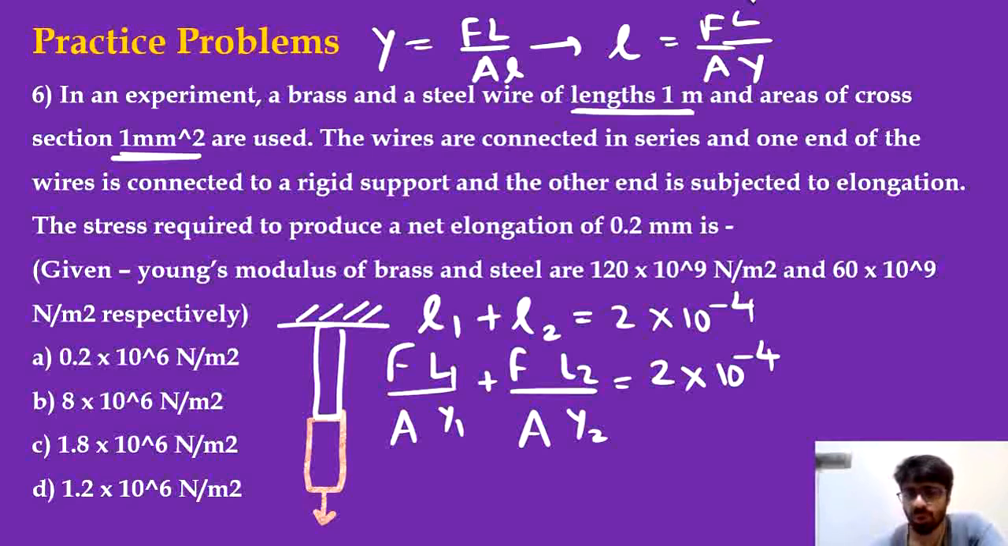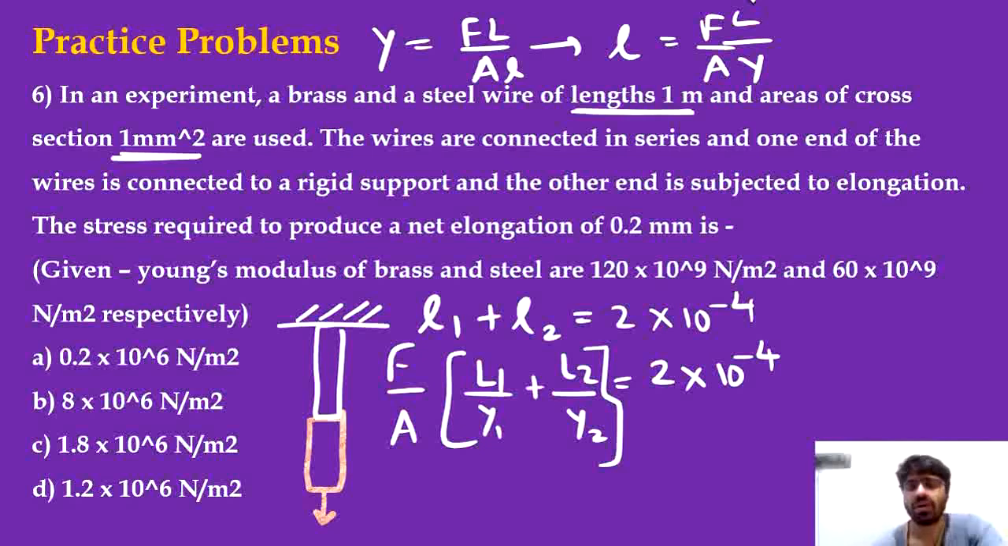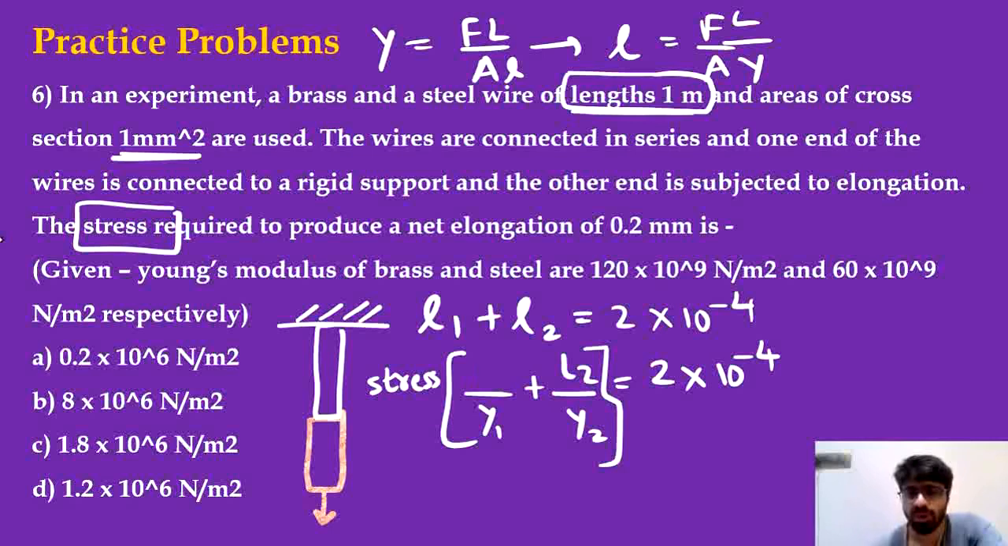F upon A is common to both the terms. So let's pull out F upon A common. In the bracket we are going to be left with L1 upon Y1 plus L2 upon Y2, with F upon A coming out common, and that F upon A is the stress. And that stress is what we need to calculate in this question. So up till now we have not solved anything. We have only rearranged the formula, and with rearrangement of the formula itself we have almost our answer to this question. L1 and L2, both of them are equal to 1 meter only, so we can simply put L1 and L2 as 1.